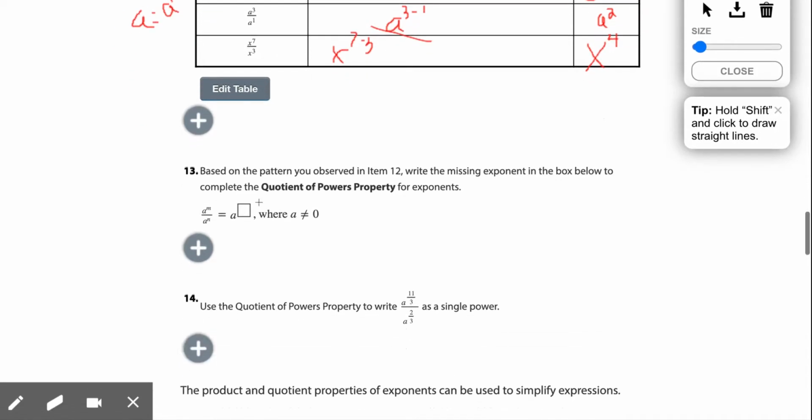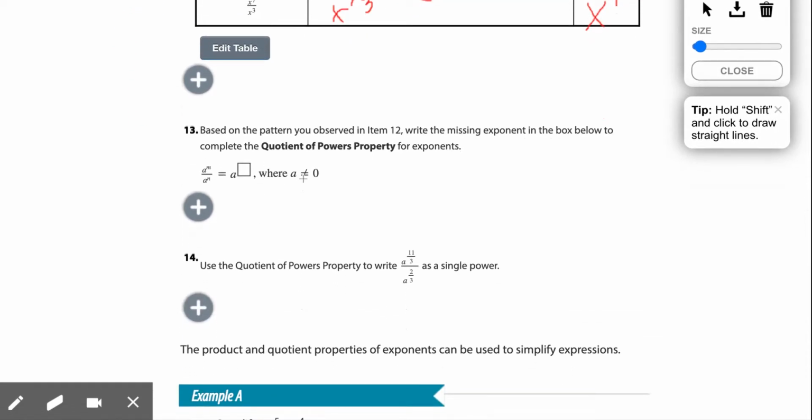The quotient property, as long as it doesn't come out to be 0, you can just say a to the m minus n when you're dividing exponents, as long as it doesn't come out to be 0, because that's a whole different property, which we'll probably get to in just a second.